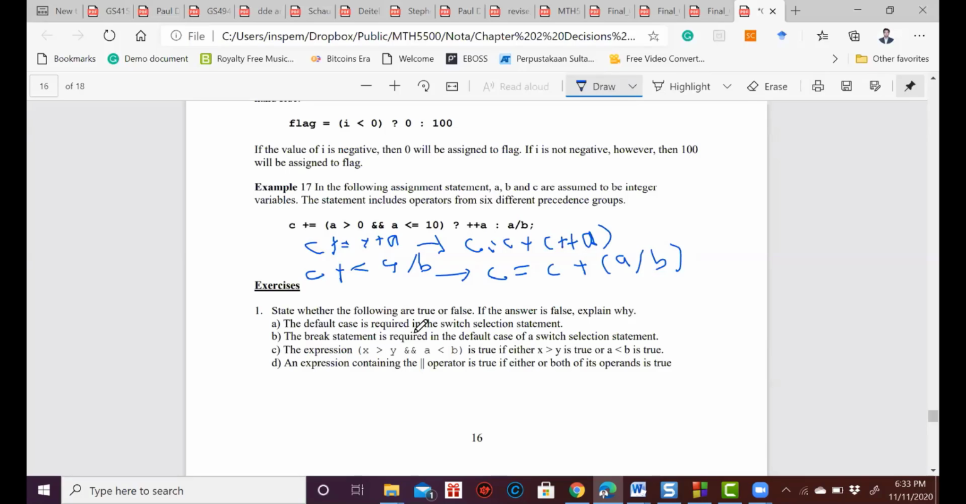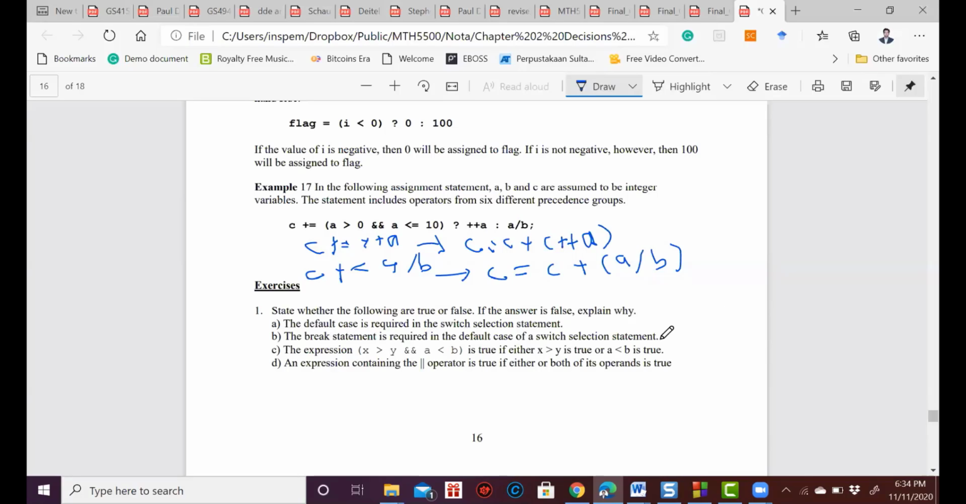The break statement is required in the default case of a switch selection statement. True? I think this one is not compulsory. Not compulsory for the last one, the last case. If the default is the last, then break is not required. This one is optional. So this one is false.